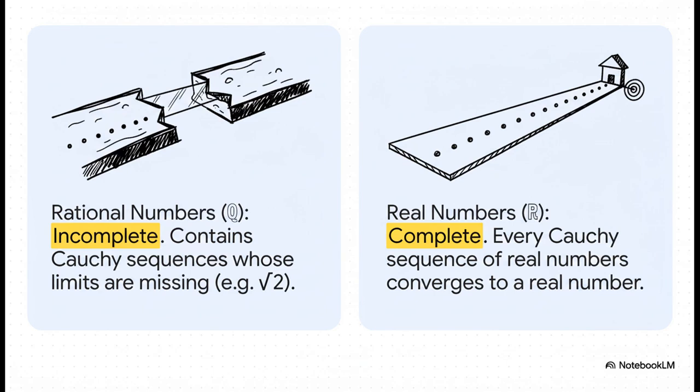So, let's circle back to our original example. The rational numbers, which we call Q, are incomplete. They're full of these Cauchy sequences that point to destinations like the square root of 2, or pi, numbers that just aren't rational themselves. The real numbers, on the other hand, are the complete package.